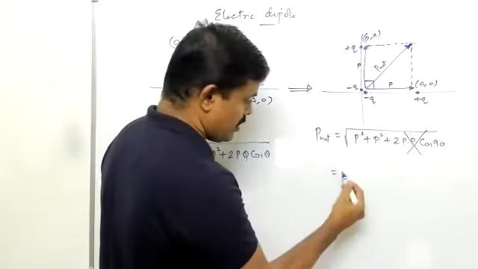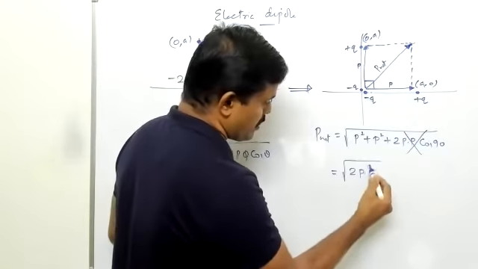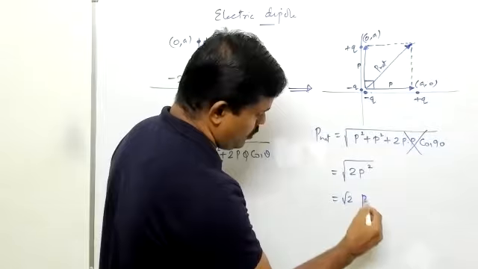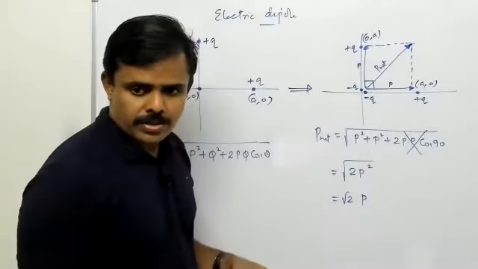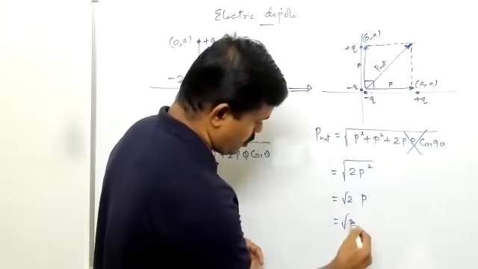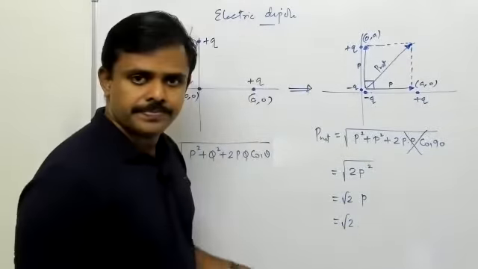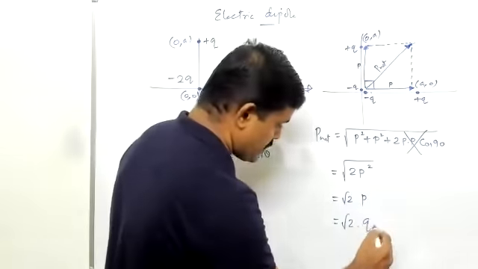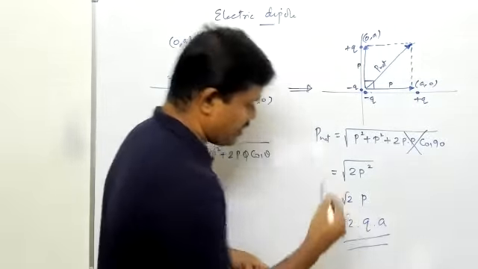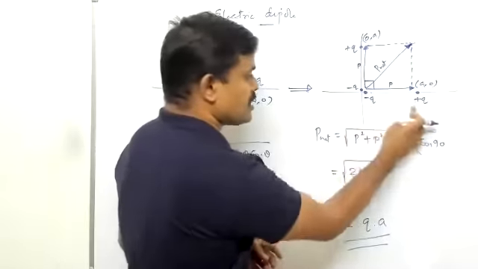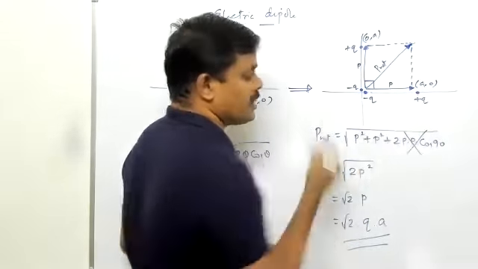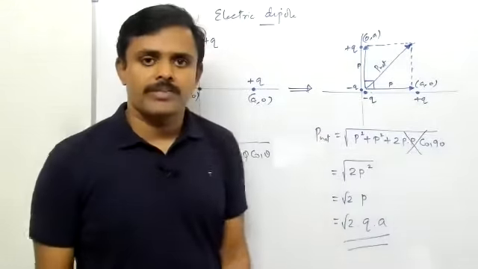What do we have then? Root of P square plus P square, root 2P square. That is equal to root 2 into P. I take the square root. That is equal to root 2 into, what is P? Dipole moment. What is dipole moment? One of the charges into the distance between the charges. Distance between the charges is what? A. Look at the distance there. So this will be the final answer.